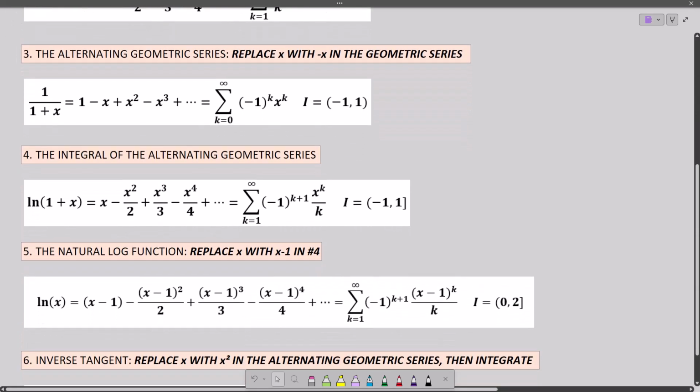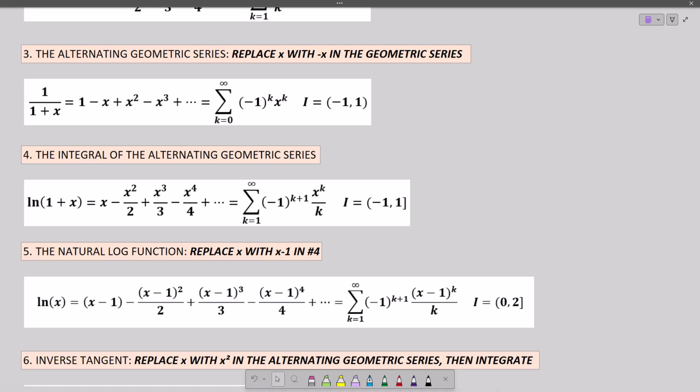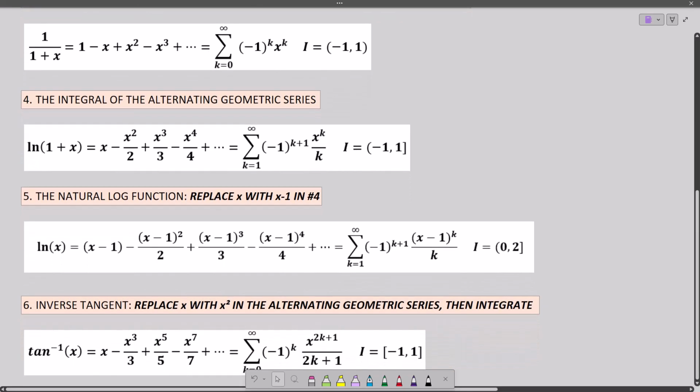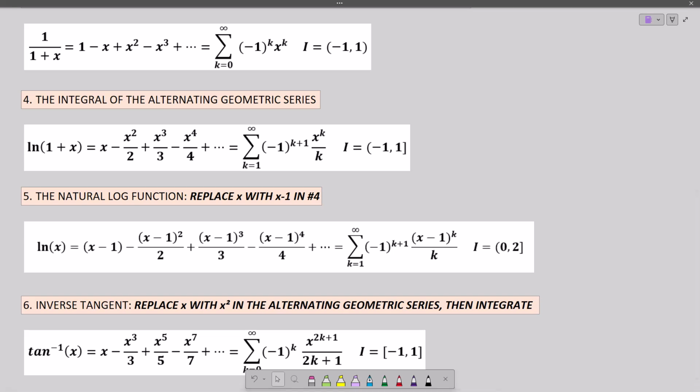This would be the integral of the alternating geometric. You integrate that, you get ln of x plus 1. Integrate 1, you get x. X squared over 2, x cubed over 3. All right. Now, natural log. If we want to get a power series for ln of just x, not ln of 1 plus x, we have to do a replacement here.